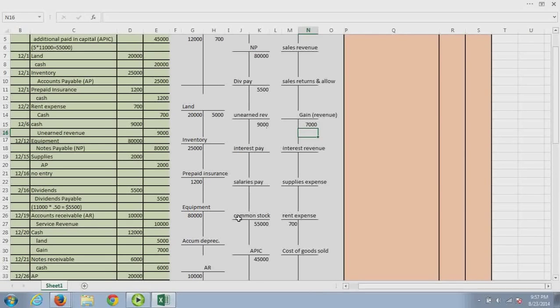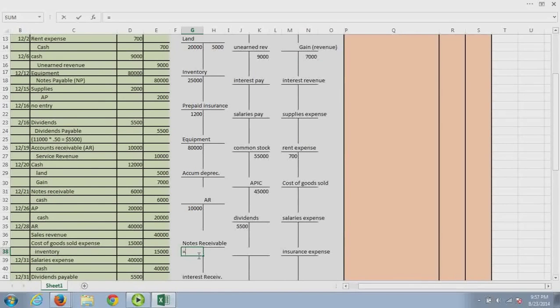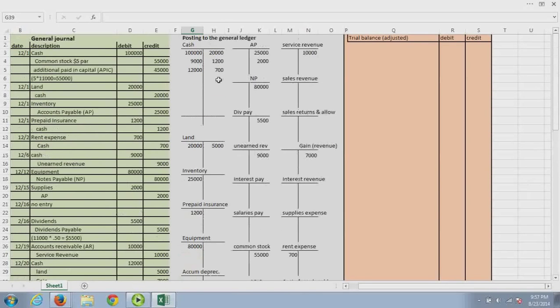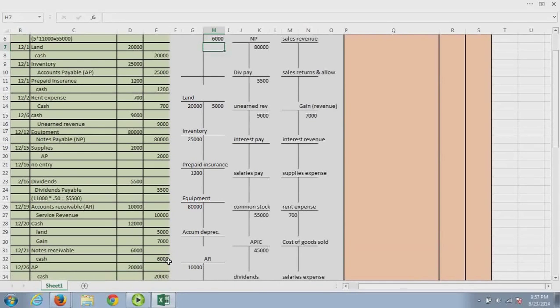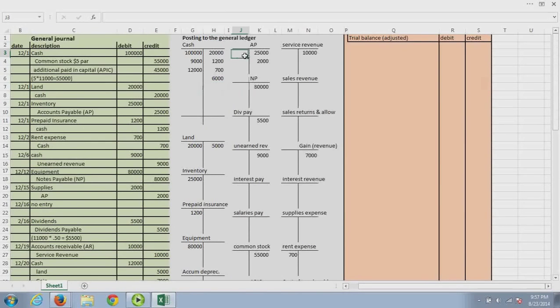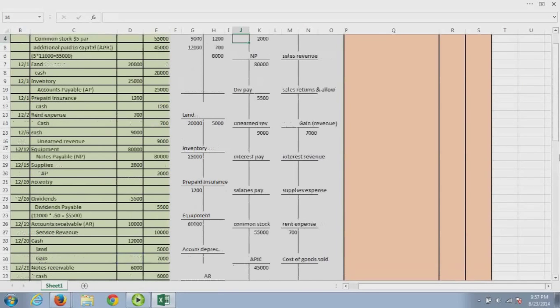Then we have notes receivable. We have quite a variety, I guess, of assets here, which is good. Okay, there's the notes receivable. What else? Cash goes down 6,000. I'll just find the next available line. And accounts payable goes down by 20. We paid one of our bills off. So we'll debit that and we'll credit cash.